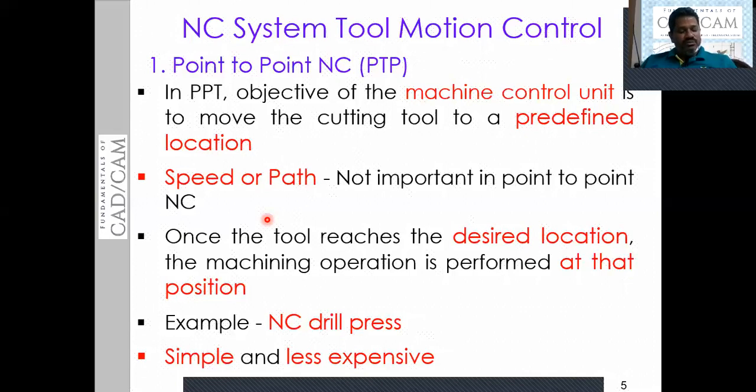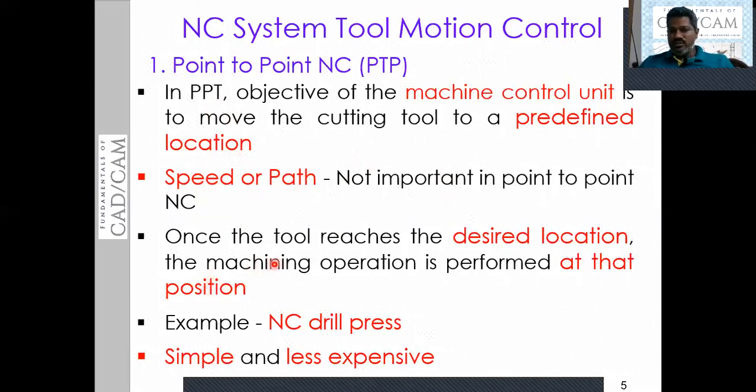But while moving the tool from one location to another location, in the case of point to point, speed and path are not the criteria. That means we are not going to consider how much speed the tool is moving at to the desired location, and in which path the tool is moving to the desired location. We are not going to bother about the speed and the path on which the tool is moving. Point to point is not going to consider speed and path.